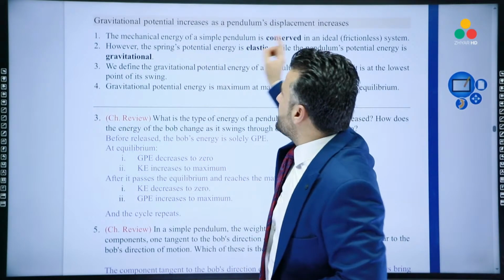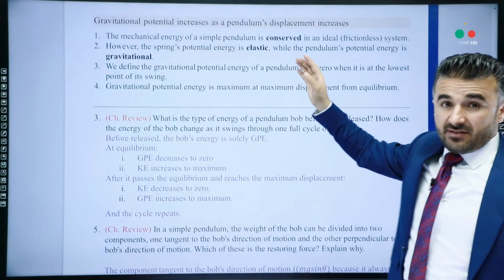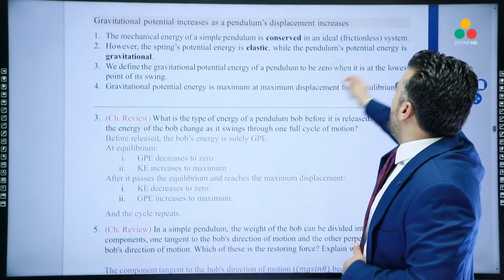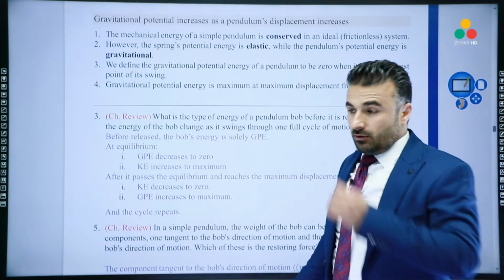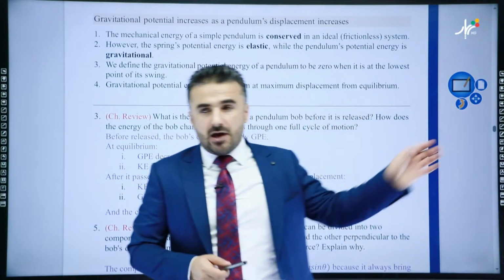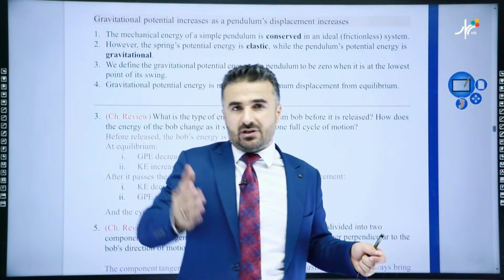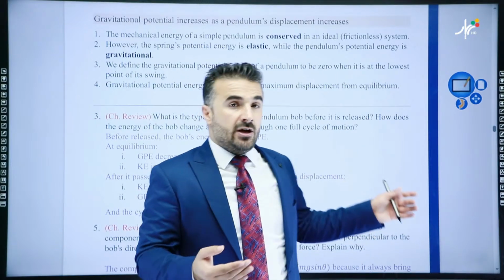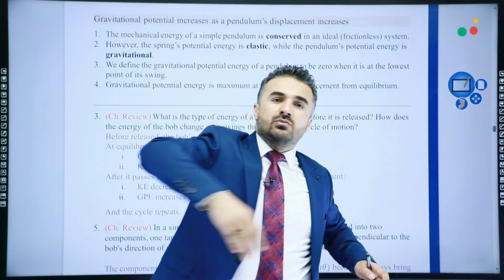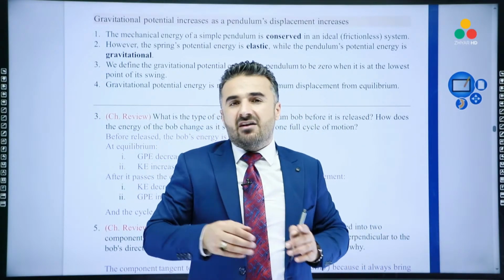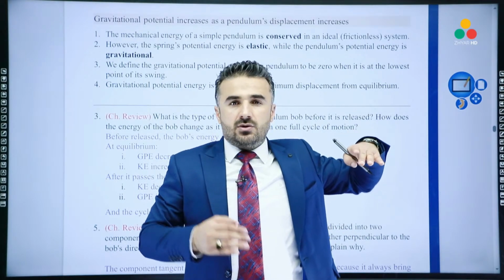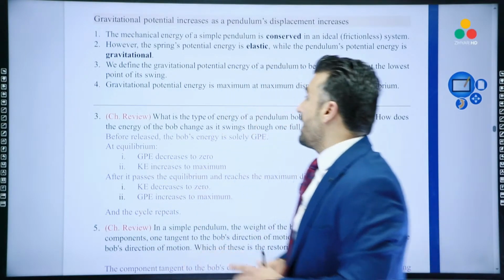However, the spring's potential energy is elastic. If we have a spring, that would be elastic, while the pendulum's potential energy is gravitational. Remember, for the spring that we had, because the spring is stretched, the type of the energy there is elastic potential energy. But this one here, of course, because it is moving, there is a height above the ground, so we have gravitational potential energy.